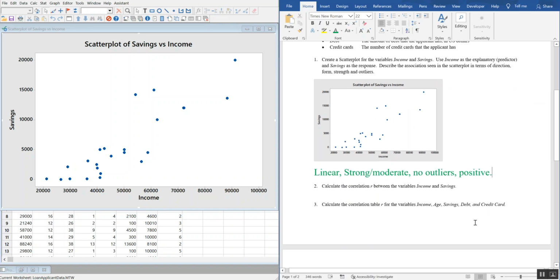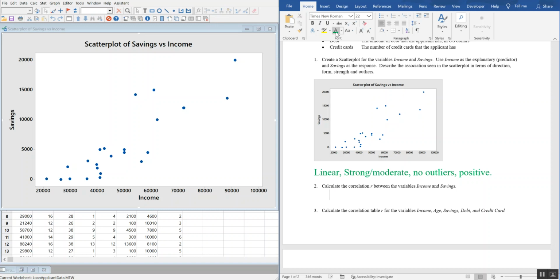Cool. So it looks like I fit the requirements to be able to do correlation. It looks linear, it's pretty strong. There's no outliers, and positive actually doesn't matter. We need to check if it's linear to be able to do correlation.